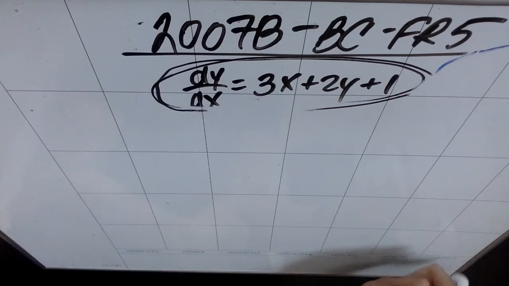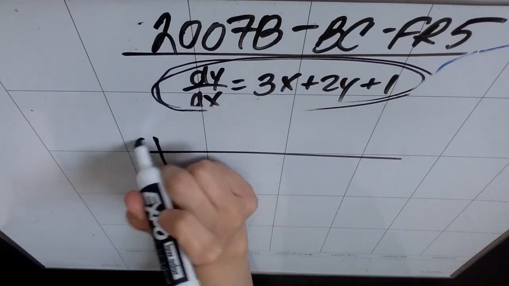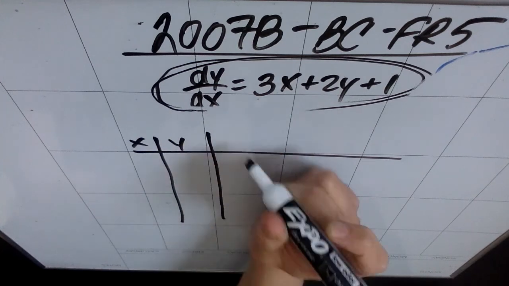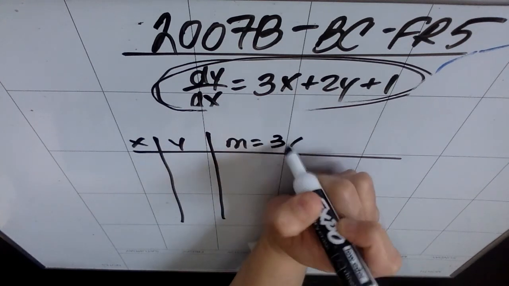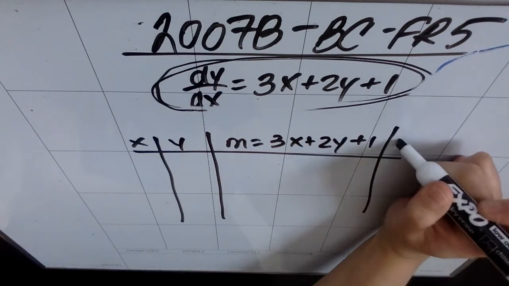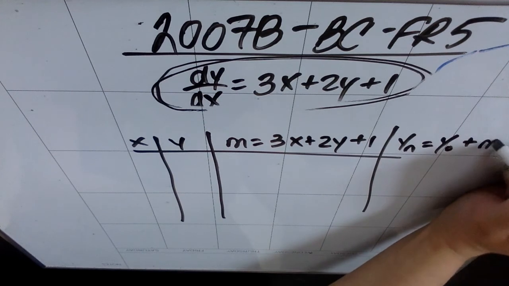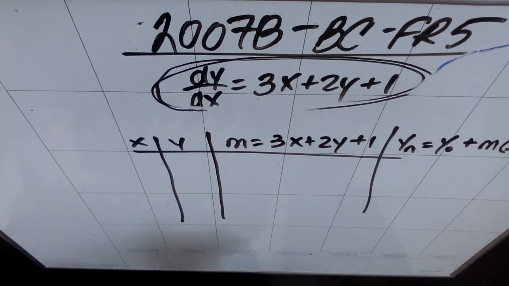Okay, so here's what we know. We know that we're going to do Euler's, right? We're going to set up our little Euler's table. So x and y. Okay. And my slope is still this 3x plus 2y plus 1, right? And I know that my new y is my old y plus my slope times the change in x. Now, here's what they told us.